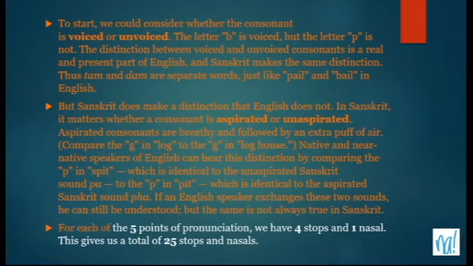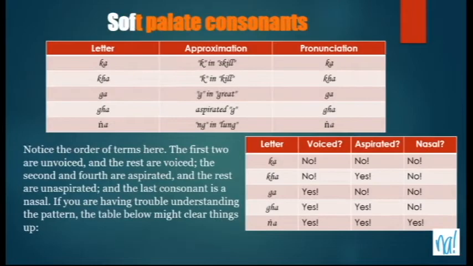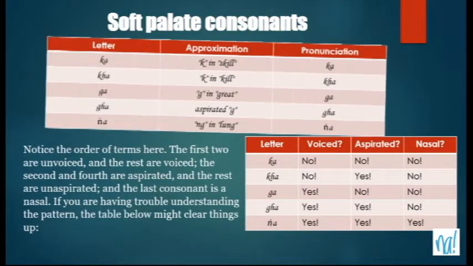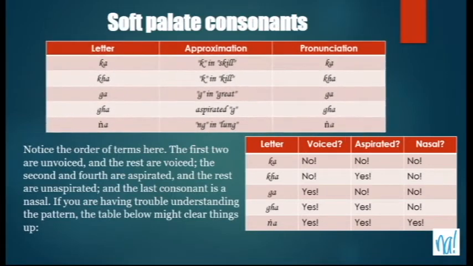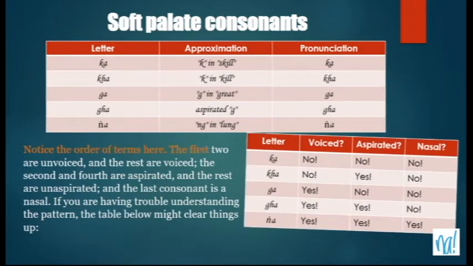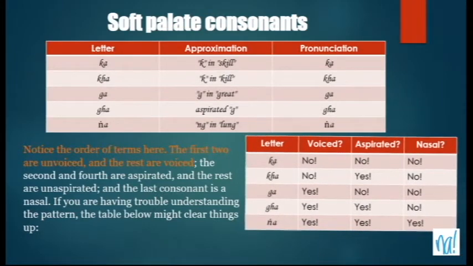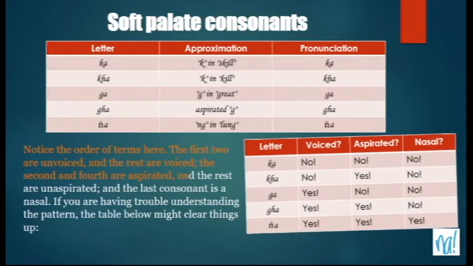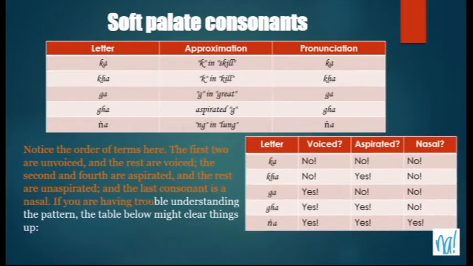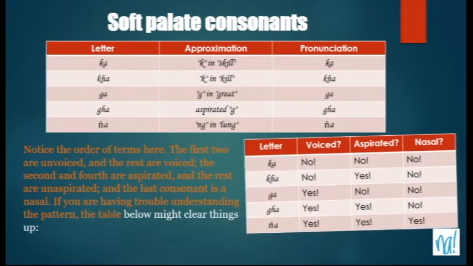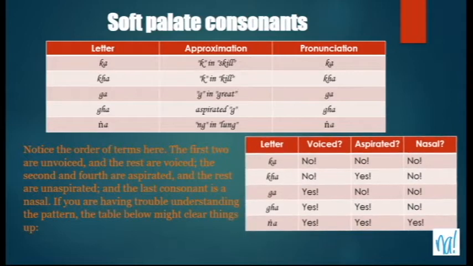For each of the 5 points of pronunciation, we have 4 stops and 1 nasal. This gives us a total of 25 stops and nasals. Soft palate consonants: ka, kha, ga, gha, nga. Notice the order of terms here. The first 2 are unvoiced, and the rest are voiced, the second and fourth are aspirated, and the rest are unaspirated, and the last consonant is a nasal. If you are having trouble understanding the pattern, the table below might clear things up.